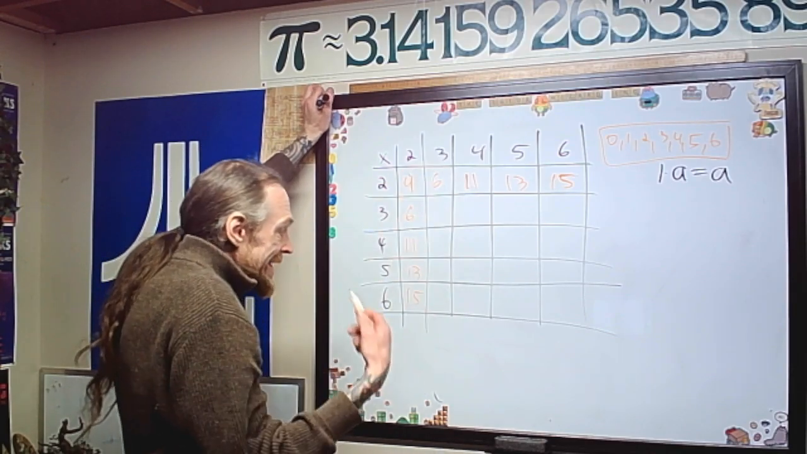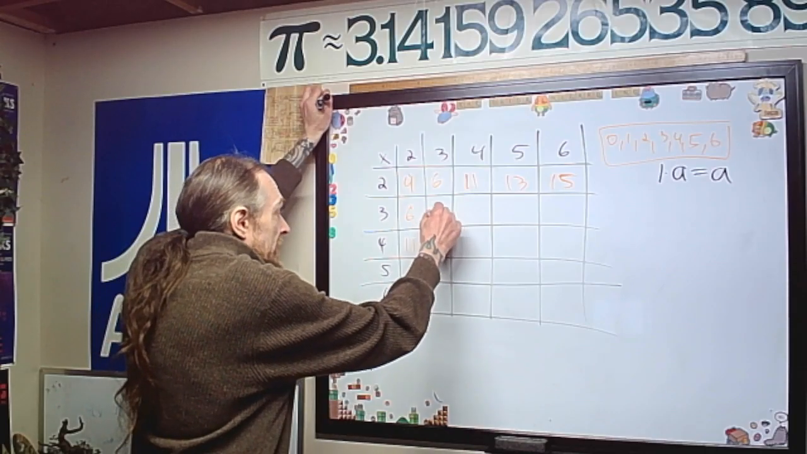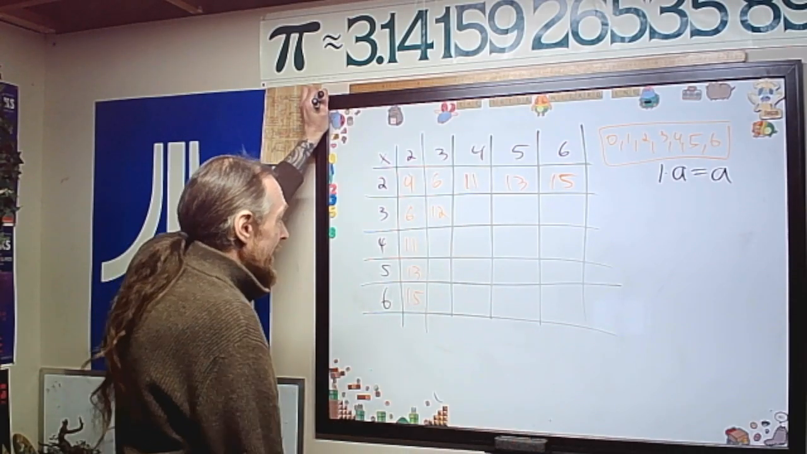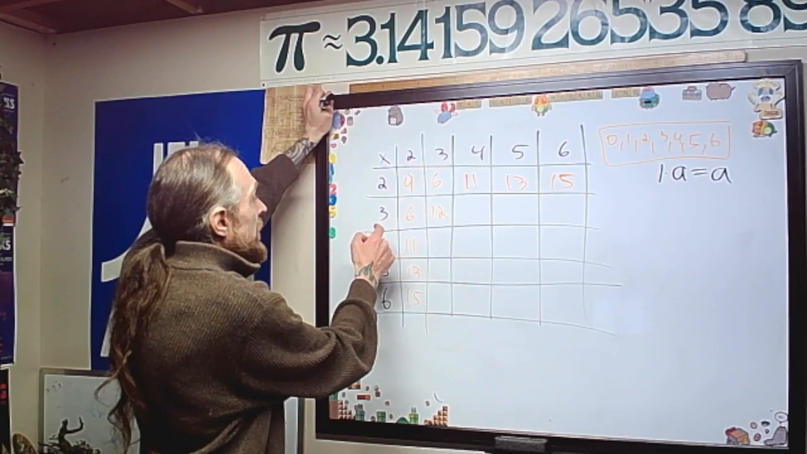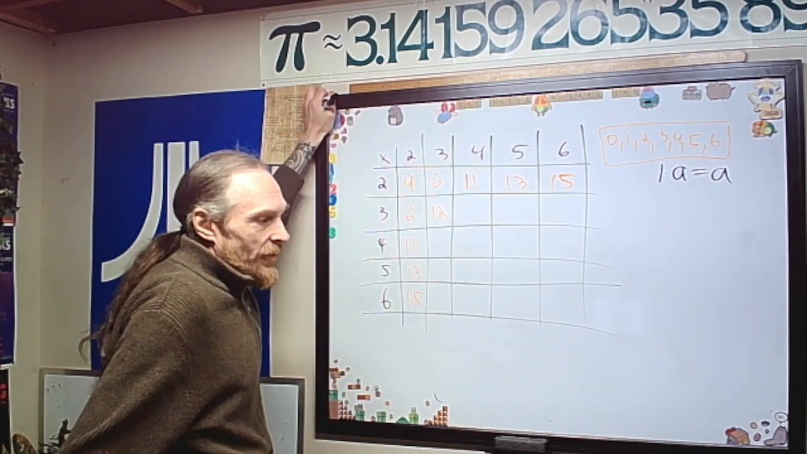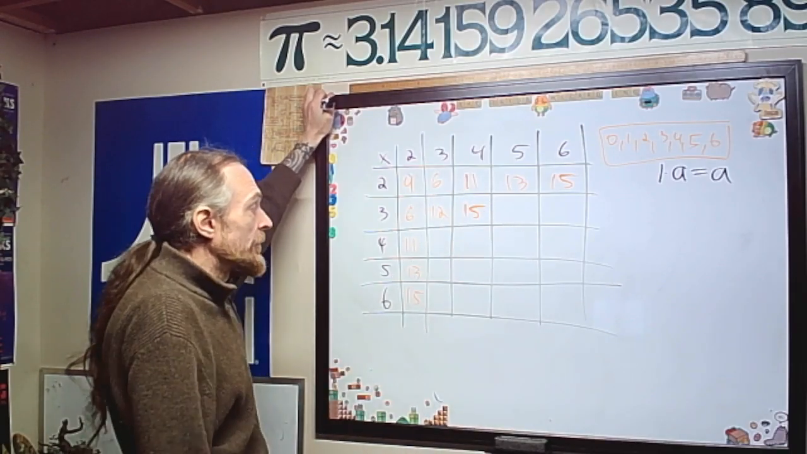3 times 3 is 9, but now 9 is one group of 7 plus 2, so that should be a 12. I'm doing the conversions in my head. 3 times 4, no, oh, that one hurt. 3 times 4 is 12, but 12 is 15 in base 7.